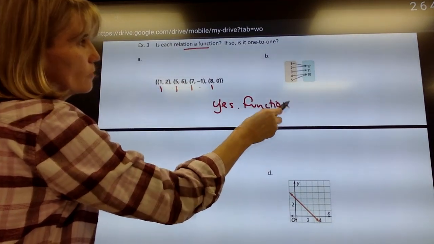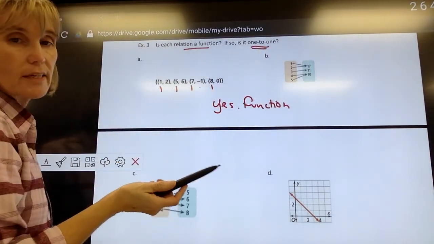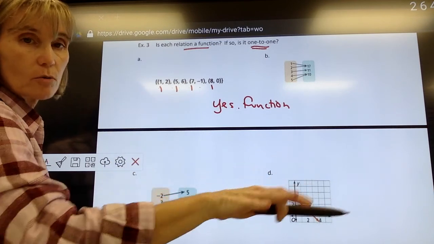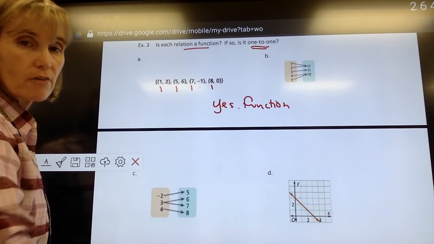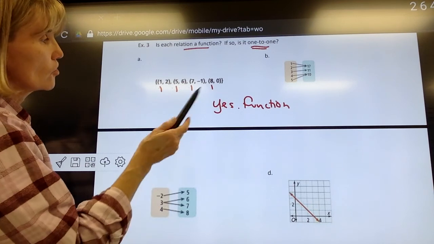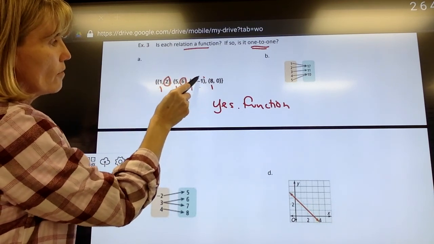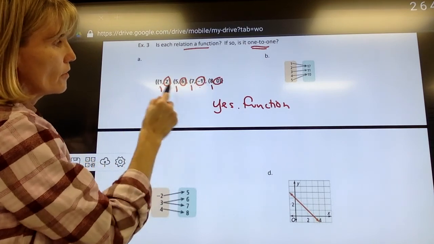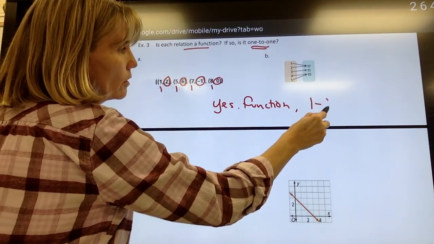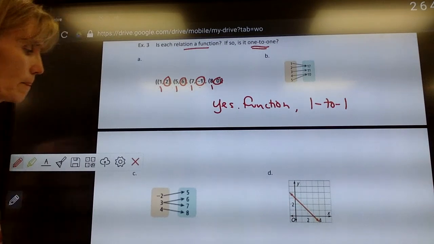Then to determine if it's one-to-one, once I've said yes, it's a function, now I look at the y values. If I say no, it's not a function, don't worry about one-to-one. But if you say yes, it's a function, now we have to look to see if it's one-to-one. Are the y values all different? Those y values are all different, so I would say it's one-to-one.